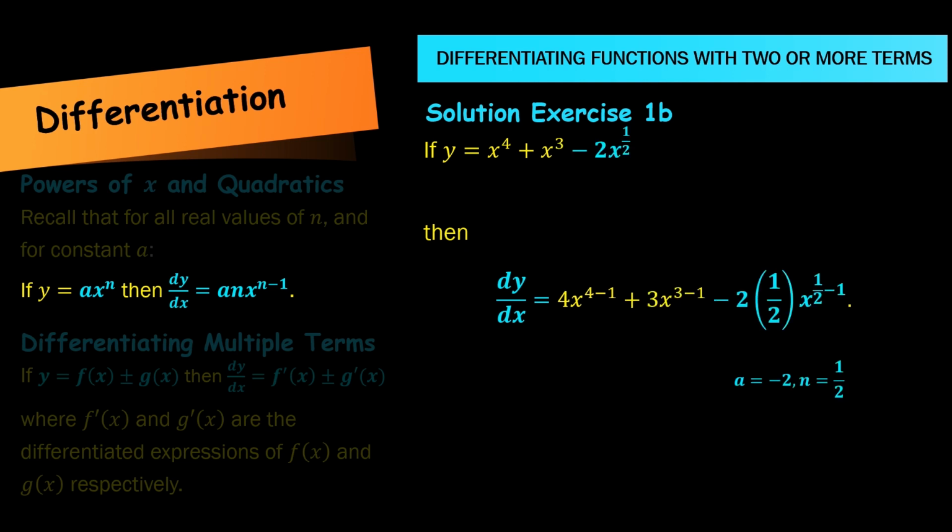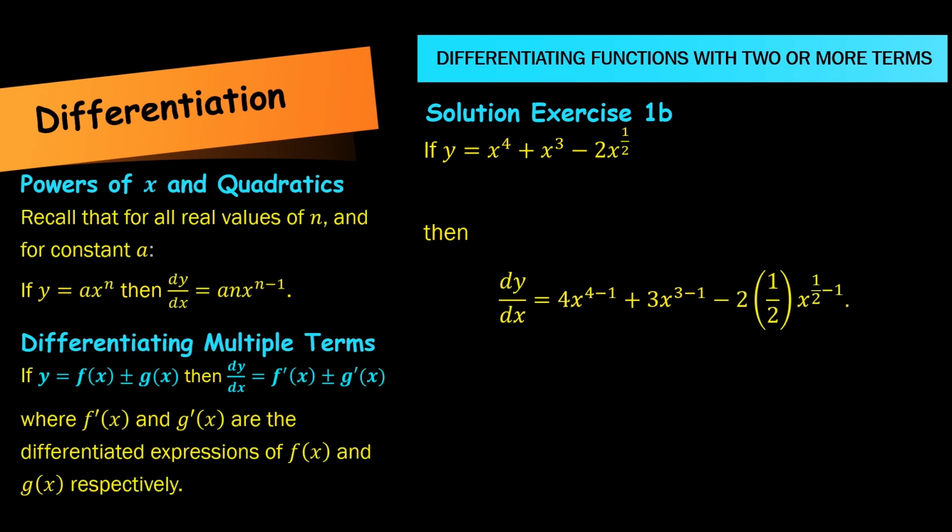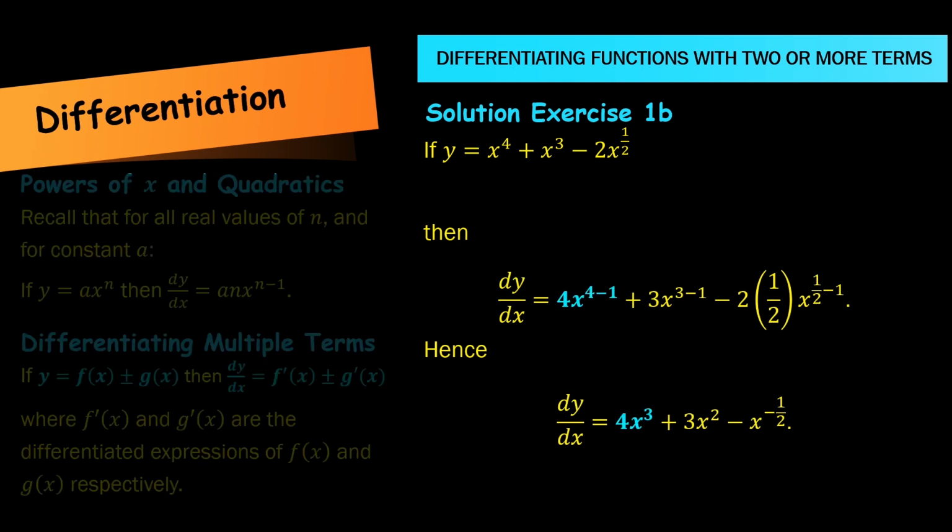And finally for the term minus 2x to the power a half, a is equal to minus 2 and n is equal to a half. So we have this slightly complicated expression highlighted in red for dy dx for this term. We can therefore tidy up to obtain dy dx equals 4x cubed plus 3x squared minus x to the power minus a half.